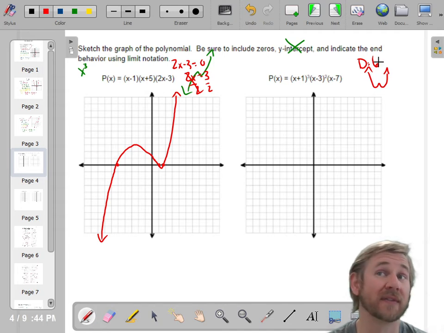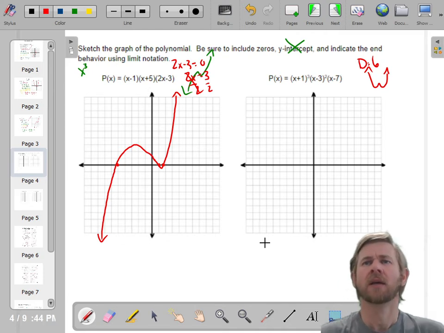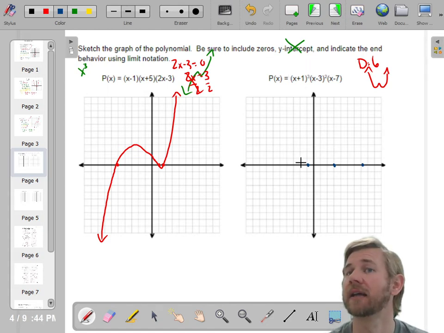That's the tricky thing: if you get that degree wrong, your end behavior is going to be wrong. I'm going to come back and do the end behavior for this one after I do this. So let's plot our zeros. All right, -1, +3, and +7. I've got an odd degree at -1. I've got an even degree at 3, so this is going to be a bounce, and then I have an odd degree at 7, so this will be a pass-through.